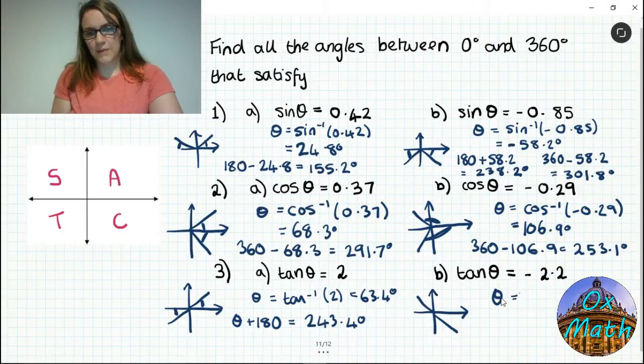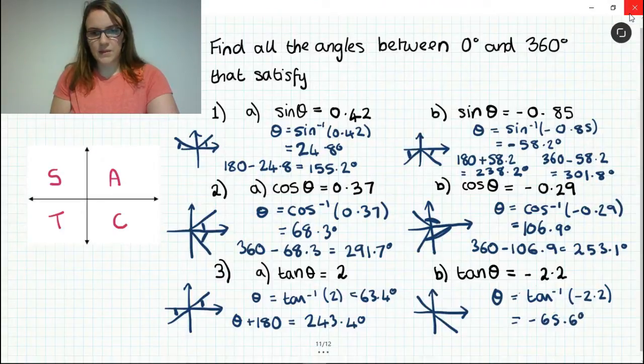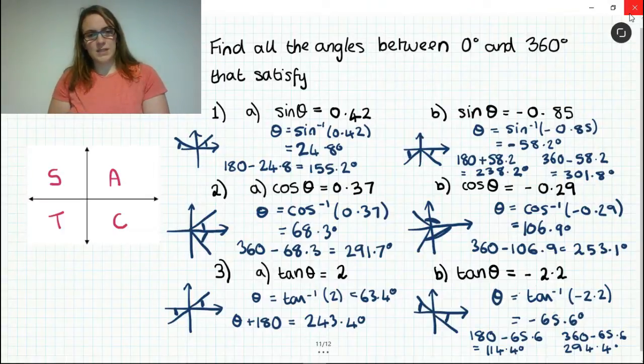For a negative tan, our angles are going to be in the second and fourth quadrant. So our first angle can be found using our calculator by doing inverse tan of minus 2.2, which is minus 65.6 degrees. So that tells us that this angle and this angle are both 65.6 degrees. So our first angle can be found by doing 180 take away 65.6, which is 114.4 degrees, and our second angle can be found by doing 360 take away 65.6, which is 294.4 degrees.